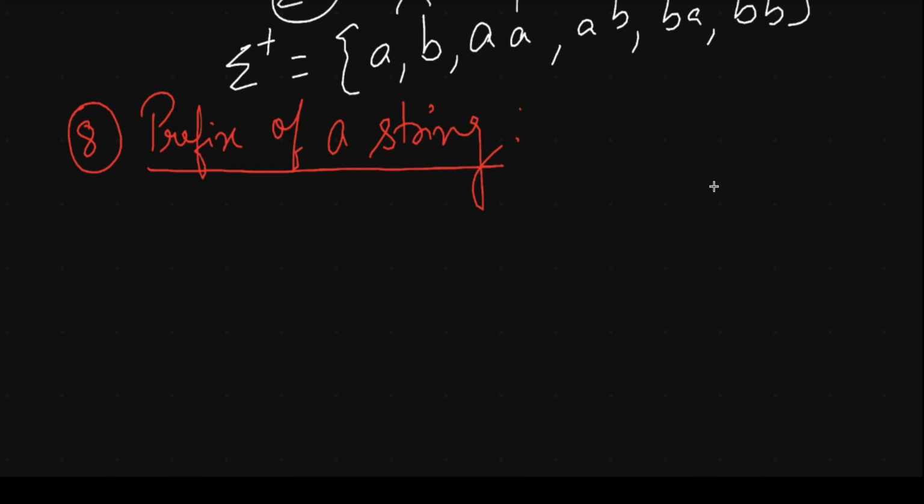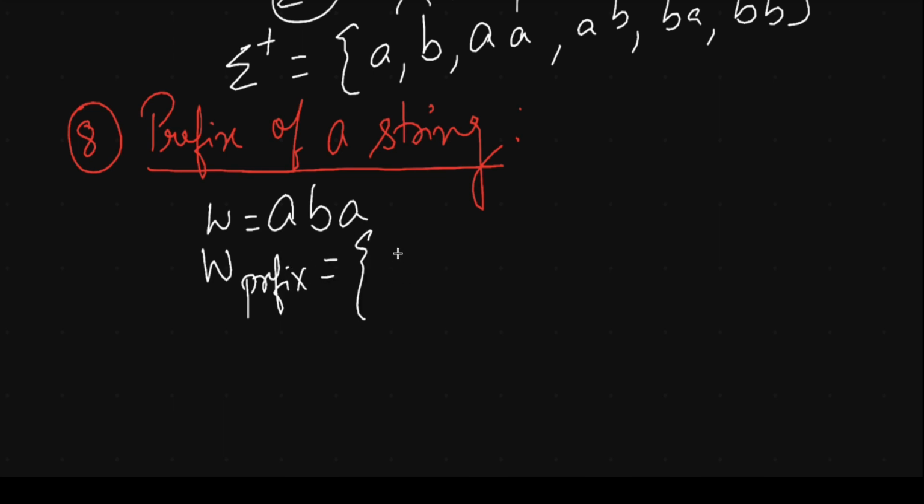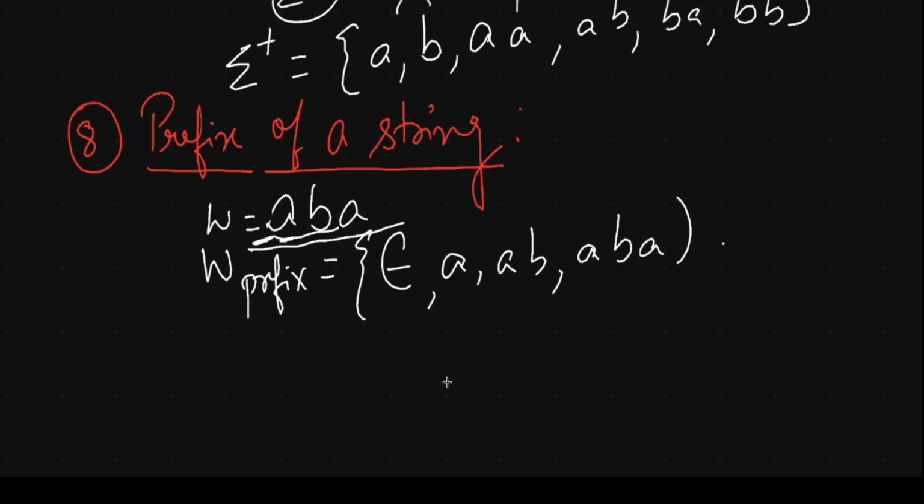I will explain this with the help of an example. So suppose there is a string W equal to a b a. So what will be the prefix of W? It will be, don't forget to write epsilon, because here there is an empty string also. So don't forget to write epsilon. Then a. Start scanning from here: first empty string, then a, then ab, then aba.